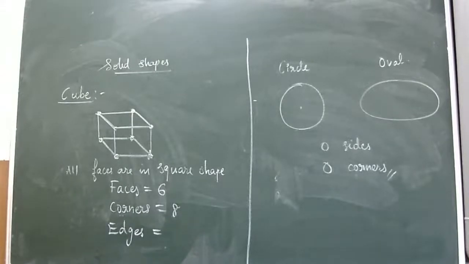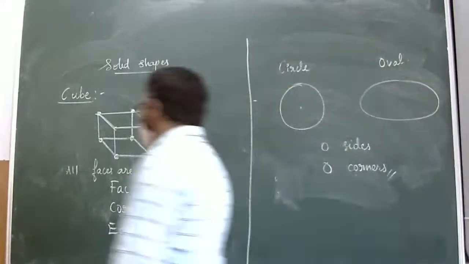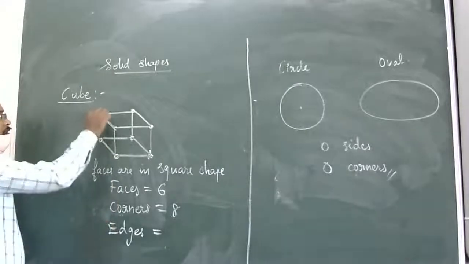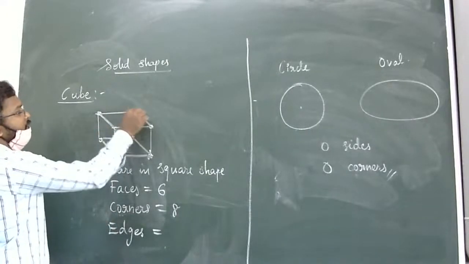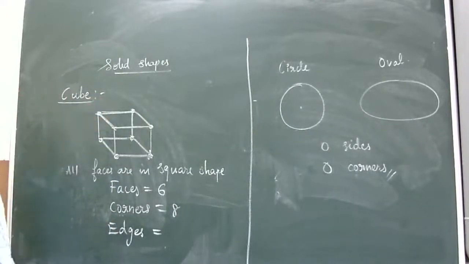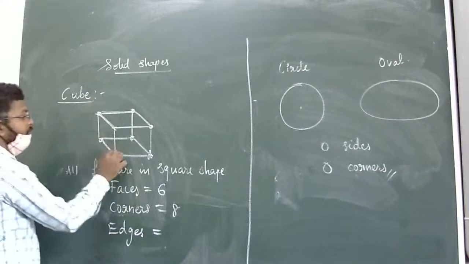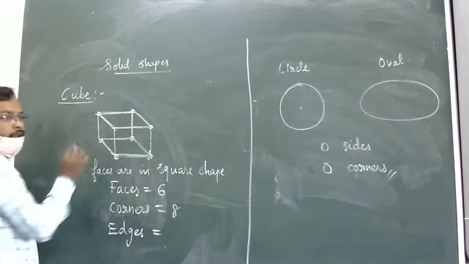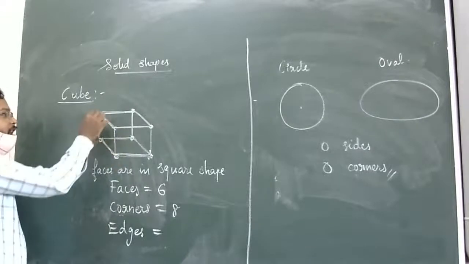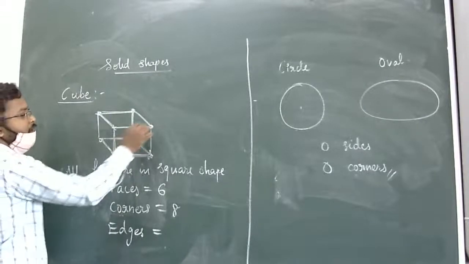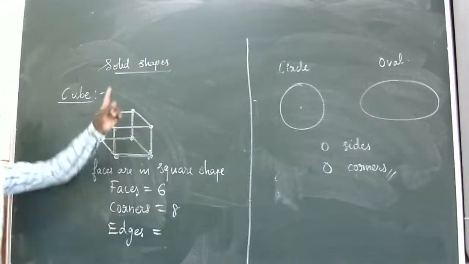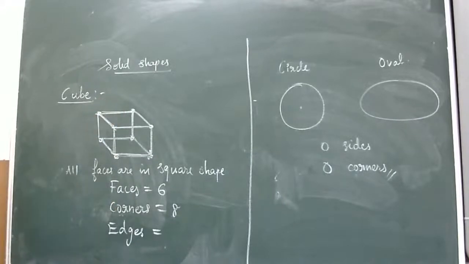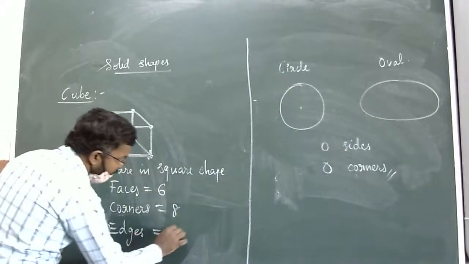Is it 8? See here. 12. 1, 2, 3, 4. Four on the top, 1, 2, 3, 4, and 4 plus 4, and on this side there are 4. So how much is the total? 4 on the top, 4 on the bottom, and 4 on the side. So how much total will you get? 12.